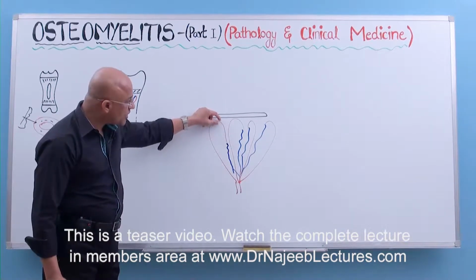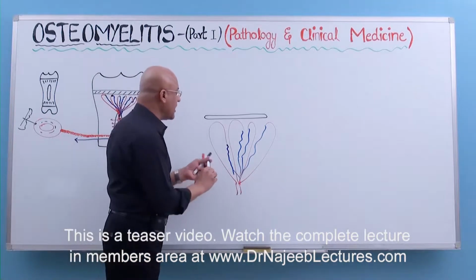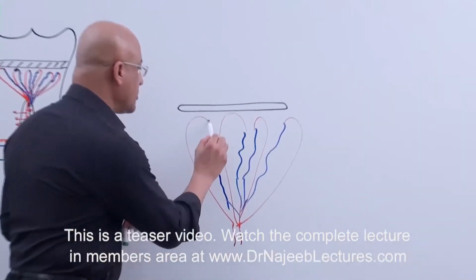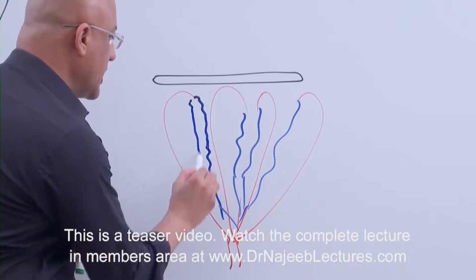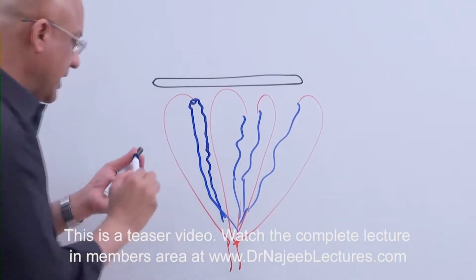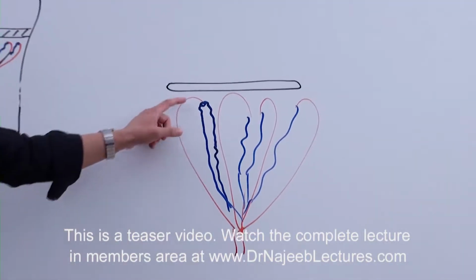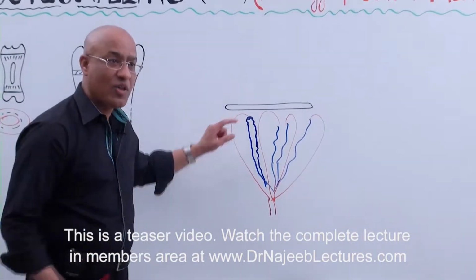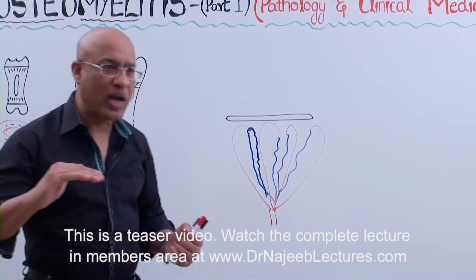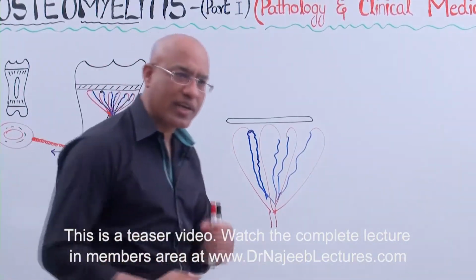And because it is draining into very wide channel sinusoids, blood flow here becomes very slow and turbulent, and bacteria are floating in that.